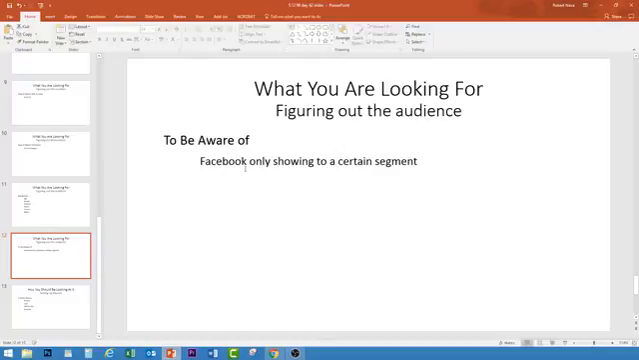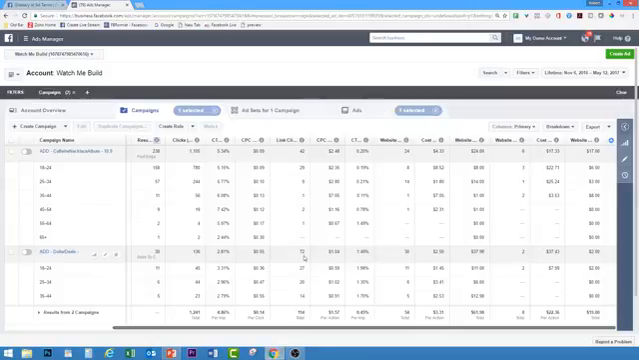That's Facebook only showing your ads to a certain segment of people. It's showing your ads to a certain amount of people. Now let's go find out why. We could probably find out why.